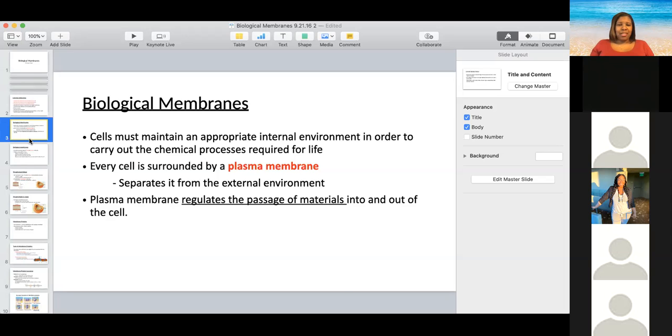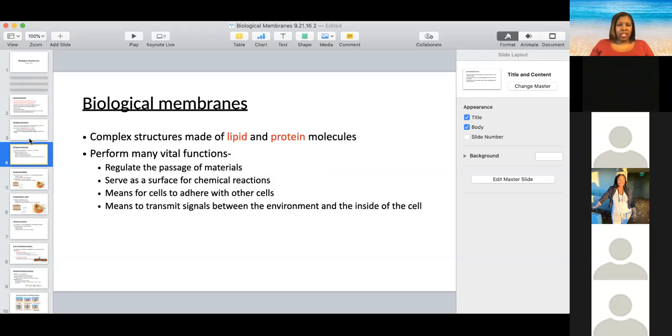All right, so we know why the cell membrane is important. All right, so what is it made up of? Biological membranes are very complex structures that are made of mostly lipids and protein molecules. Okay, these are two of our major classes of macromolecules that we explored in our last chapter. Okay, so the cell membrane is mostly made up of lipids and proteins. Okay, and this structure, this lipid bilayer that we're going to look at in just a moment, provides many vital functions. Again, we've touched on a few of those.